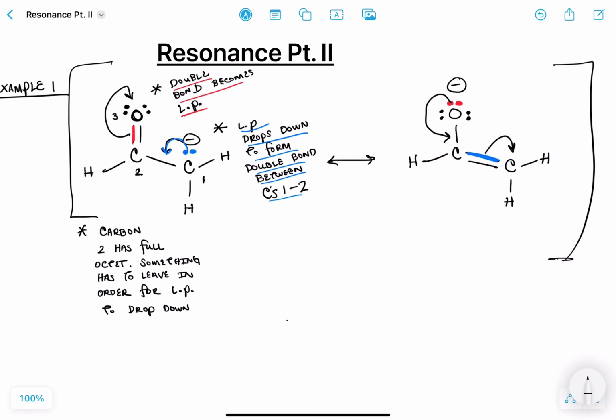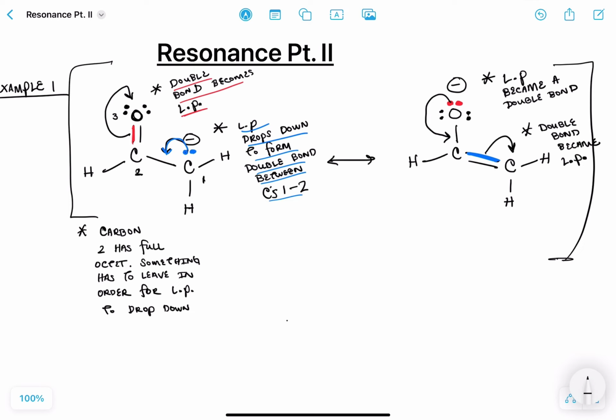And so again, if I were to explain what happened, a lone pair became a double bond. And then here we have a double bond became a lone pair. So the double bond becomes ultimately a lone pair. So that's our first example.